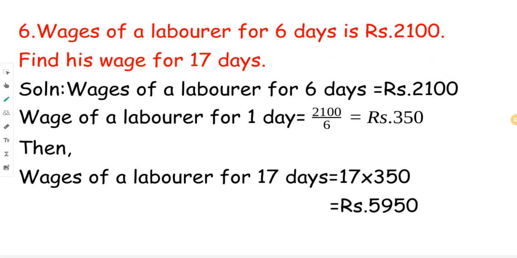Wages of a laborer for 6 days are already given to us. Let us find for 1 day, right? So this 6 will go down. 6 1s are 6, 6 3s are 18, 3 9, 6 5s are 30. So we know now how much he earns in a day: 350. So in order to find for 17 days, I just have to multiply, right?